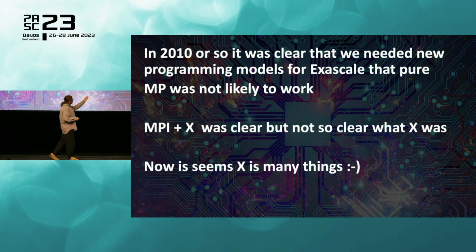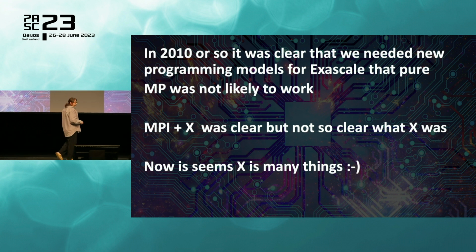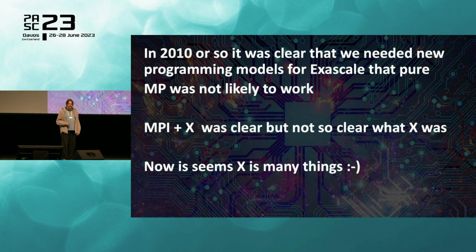So we created this terminology called MPI plus X. It first started appearing on slides probably around 2010. We knew MPI was going to be there, but we didn't know what X was. Right? X could have been many things. And it turns out that now that we've got these machines up, we kind of know what X is. And X is actually many things.